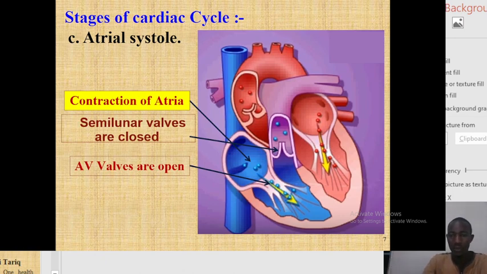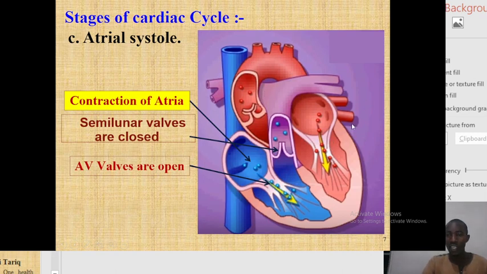So after blood has been filled within the ventricle, what next? You need now that blood which is in the ventricle to move into the respective blood vessels. For example, if it's on the right, that blood will move from the right ventricle to the pulmonary artery, because it has now to go to the lungs.